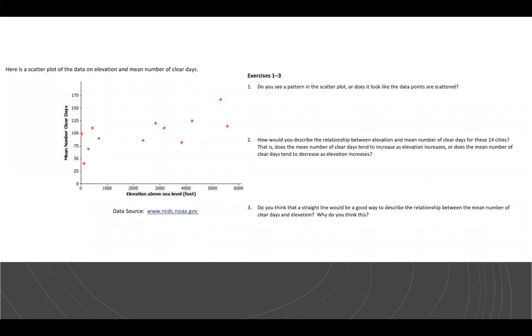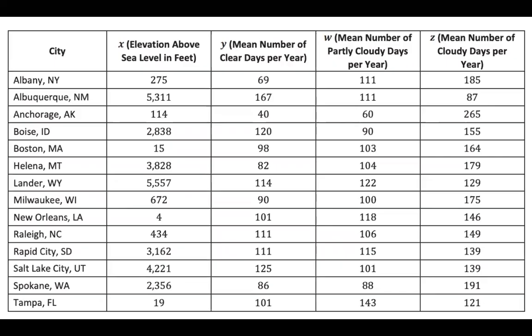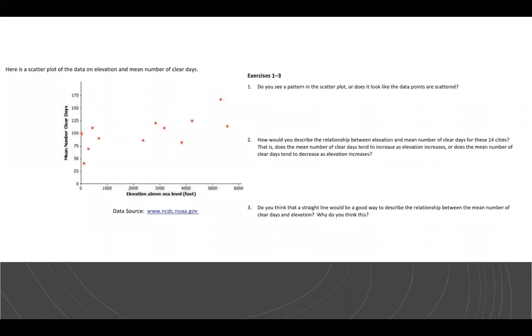So here is the scatter plot. Again, the scatter plot is the points from this table just graphed. So each one of these red dots represents one of these points that is plotted here. It says, here is a scatter plot on data elevation and the mean number of clear days. Do you see a pattern in the scatter plot? Or does it look like the points are totally scattered or spread throughout? Again, the closer they are to creating a linear line or relationship, that would mean that there is some type of pattern, and the more spread out they are means that there would not be a pattern there.